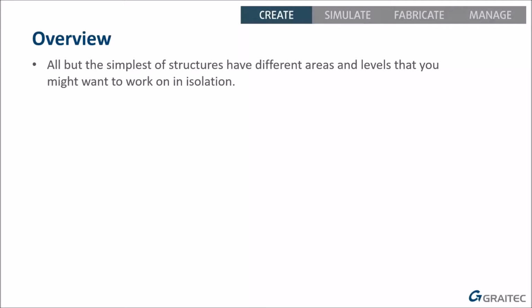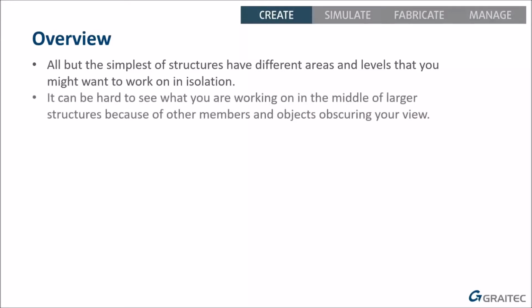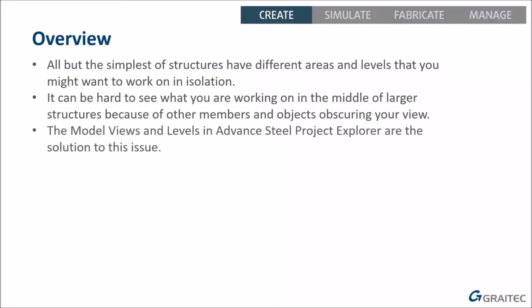So what's this all about then? Well, anything but your very simplest structure is going to have different levels, different areas that you might want to work on at different times, and you don't really affect other areas of the structure. So when you're working on level 1, you're not really affecting level 2 and so on. When this happens, it can be hard to see what you're working on if it's in the middle of a large structure. If you've got a multi-story building and you're working on the 3rd floor out of 10, how can you see what you're doing? You've got all the other floors in the way or something like that. So it can be difficult to see what you're working on clearly.